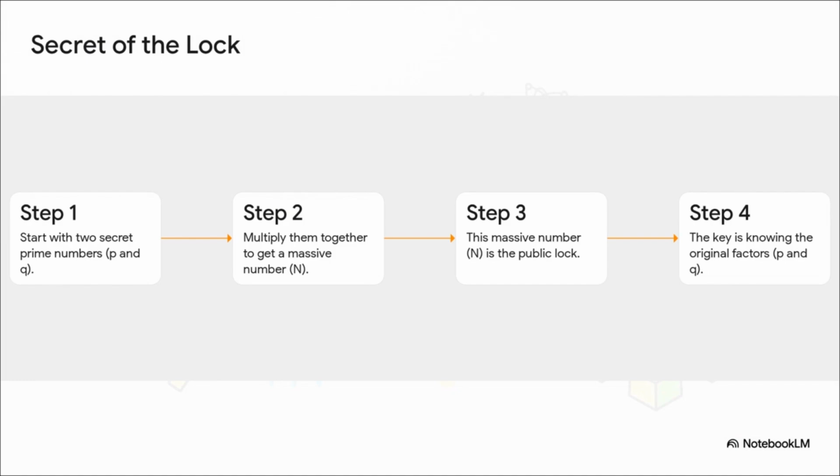So how's this magical lock made? Well, it all starts with a secret recipe. You take two secret prime numbers, we can just call them P and Q. Then you multiply them together to get a new, absolutely gigantic number. Let's call it N. That number N is the public lock that everyone can see. But the only key that can open it is knowing those two original secret ingredients, P and Q.